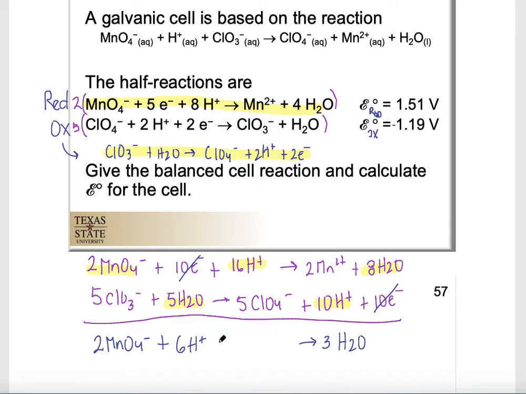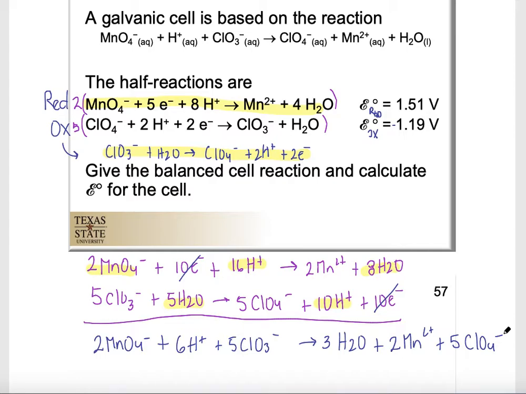So my 5 ClO3 minuses come down. That's taken care of. And then on the right-hand side, I have my manganese ions, 2 Mn2 plus, and my 5 perchlorates. Done. You might want to check always to make sure that you have the same number of atoms and charges on both sides, but it should be good. So that was the first part, the balanced chemical equation.